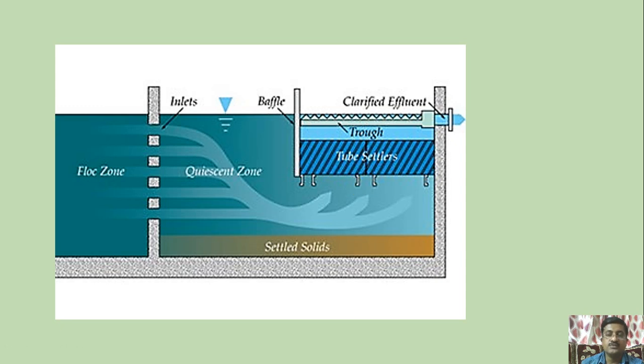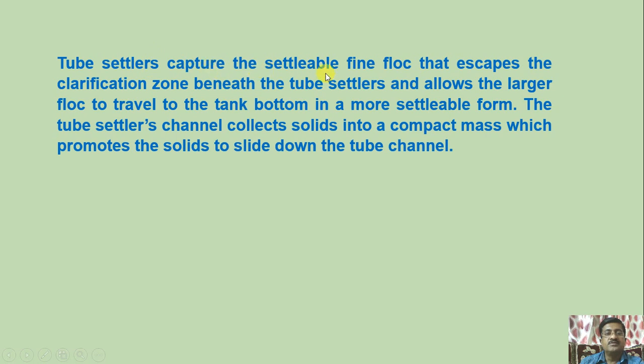We are using tubes for increasing the settling phenomena. Tube settlers capture the settleable fine flocs that escape the clarification zone beneath the tube settlers and allow the larger flocs to travel to the tank bottom in a more settleable form. The tube settler channel collects solids into a compact mass, which promotes the solids to slide down the tube channel.